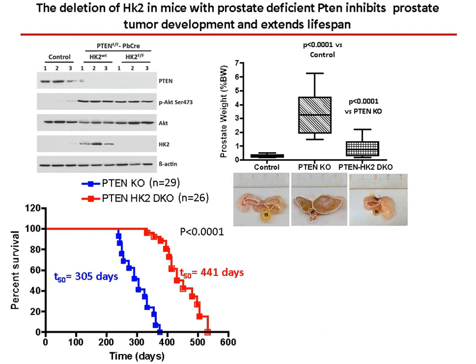As you can see in the Western blot here, hexokinase 2 is highly expressed in the prostate of the PTEN null mice, and when we deleted hexokinase 2, you can see a good deletion of hexokinase 2, and the deletion of hexokinase 2 impaired tumor development as manifested by the weight of the prostate and the tumor-free survival, which is markedly increased.